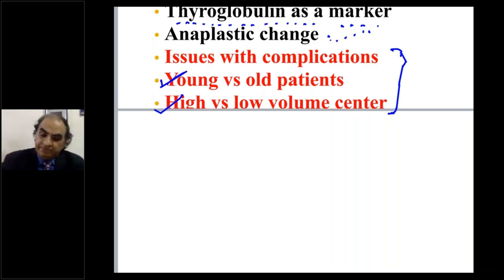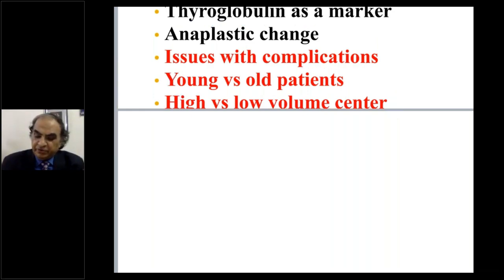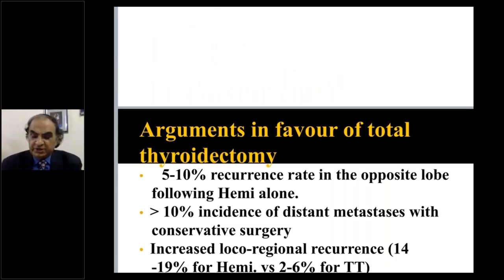And there are issues with complications, especially in setups which are low volume. So these are factors that you need to take into account before you go. And we can discuss that. We'll have questions later. Now, 5 to 10% recurrence rate in the opposite side.